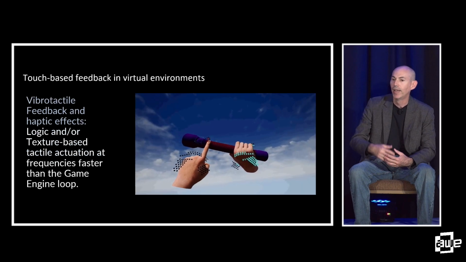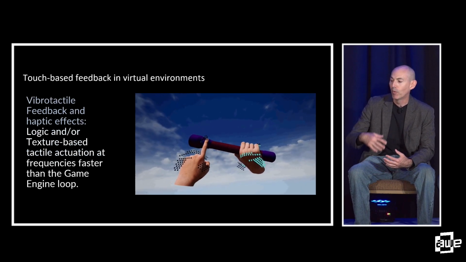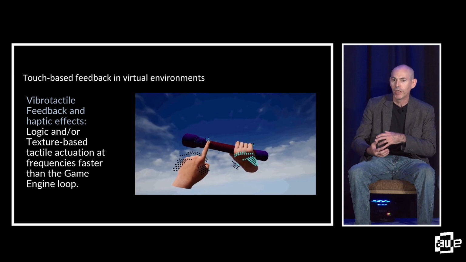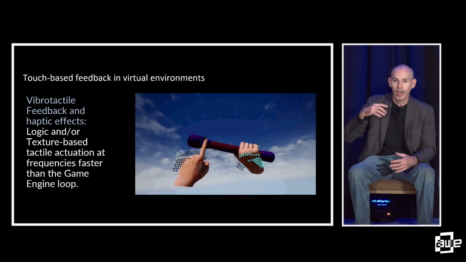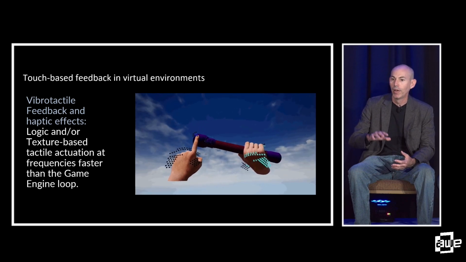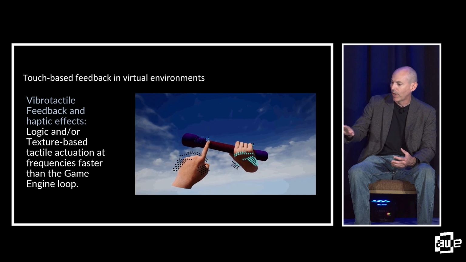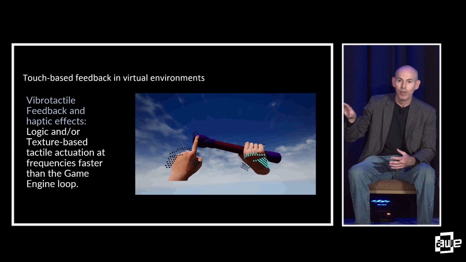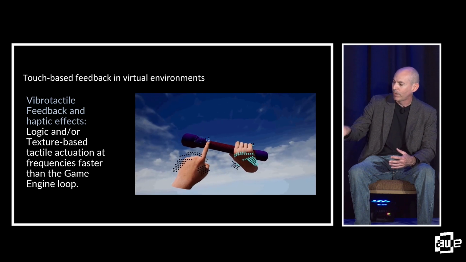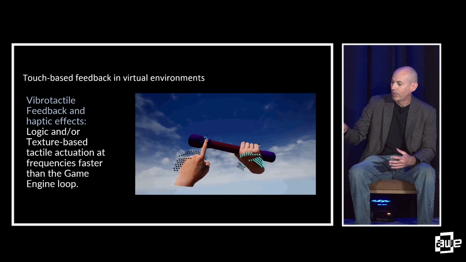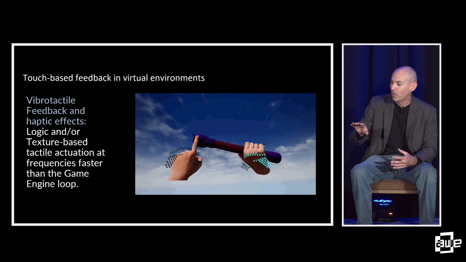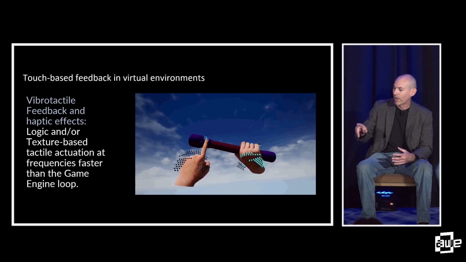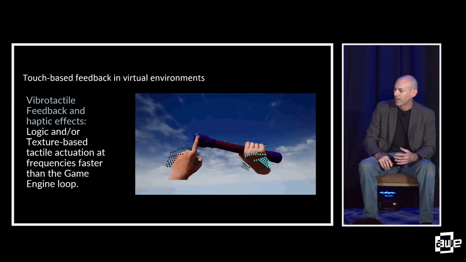And then, this is a new feature in our SDK where we can actually actuate our tactors faster than the game engine loop, and we call it our vibro-tactile feedback. We can actuate that either through game logic or through texture-based information. I've applied a rough texture to this flashlight. I've added it to the material so that we can see it, but there's information encoded in that texture to give it a rough sensation versus a smooth sensation over the flashlight, and then we use game logic to fire an effect when we press the button on that flashlight.